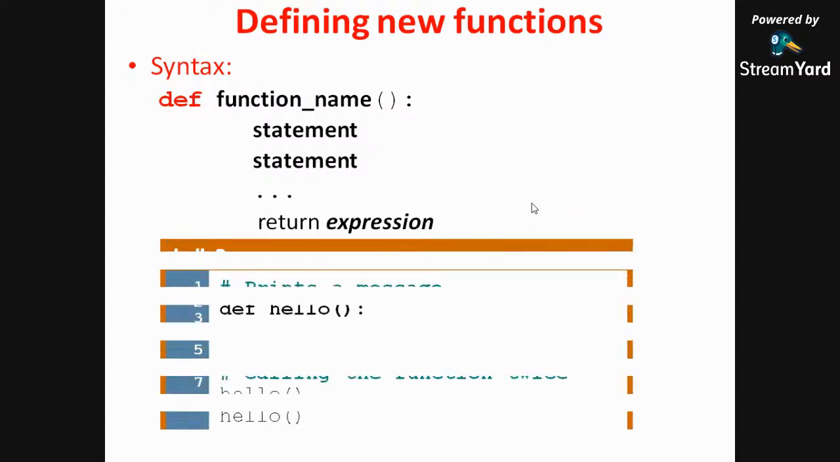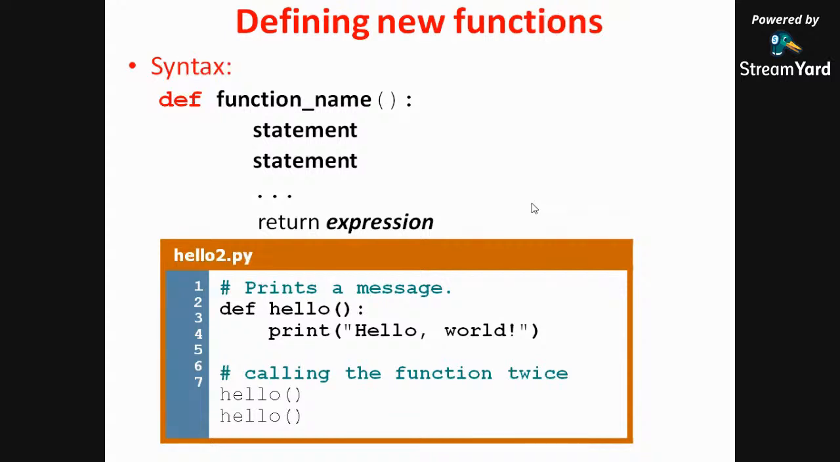So we'll see a simple example here. Say hello2.py. Now I am defining a function called def hello. Inside this I want to print a statement, hello world. So this is called defining the function. Then how to call the function? You call the function by its name. Just say hello followed by parentheses. Then automatically the function will be called. So we'll see the example here.